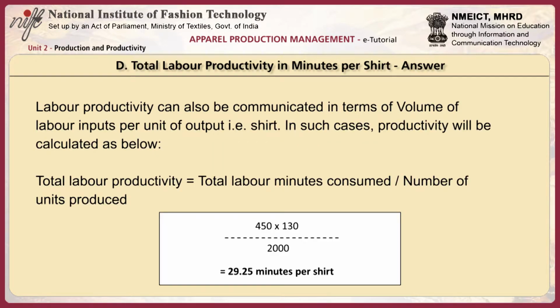Let us come to the fourth question. Labor productivity can also be communicated in terms of volume of labor inputs per unit of output, that is the shirt. In such cases, productivity will be calculated as below. Total labor productivity is equal to total labor minutes consumed divided by number of units produced. So, the total labor minutes consumed would be 130 workers with 450 minutes. So, 450 into 130 divided by the units produced, that is 2000. So, the answer would be 29.25 minutes per shirt.